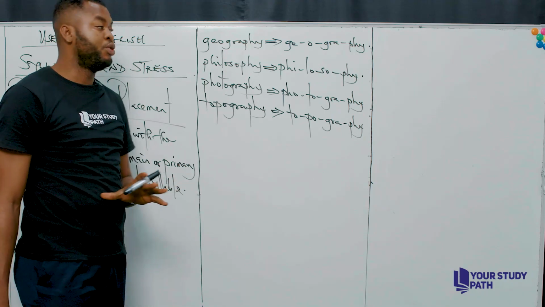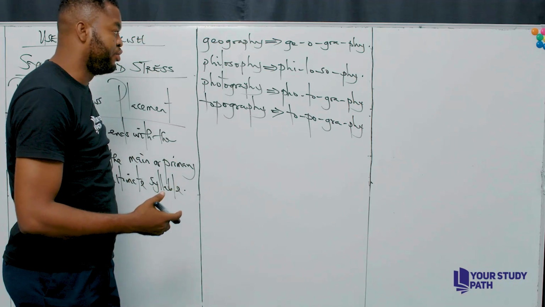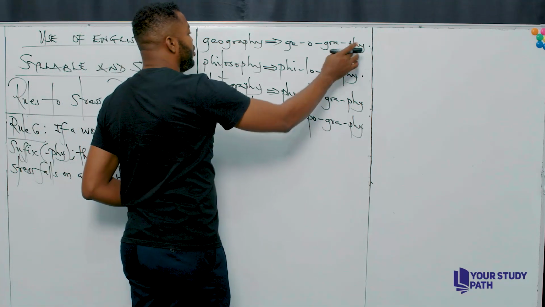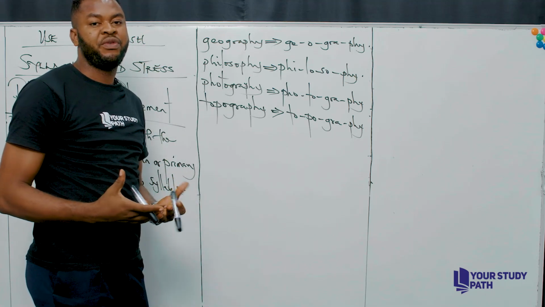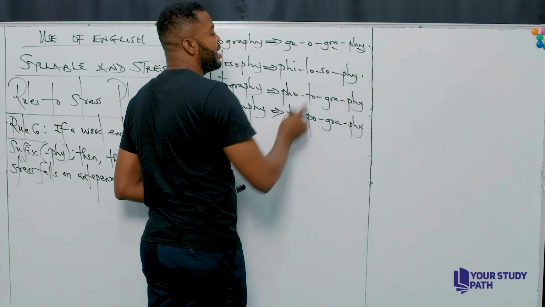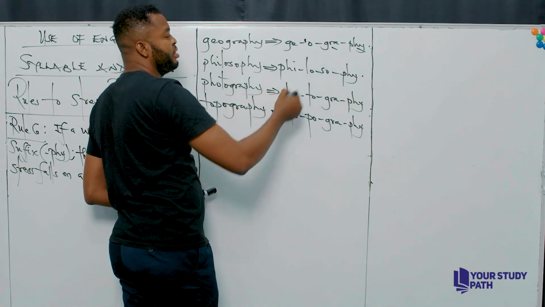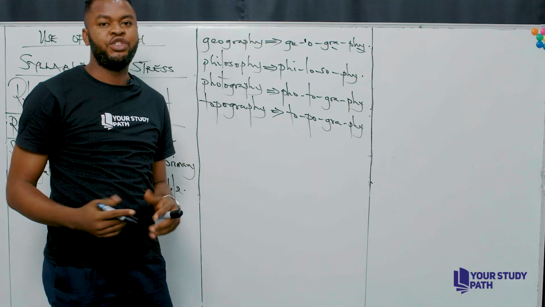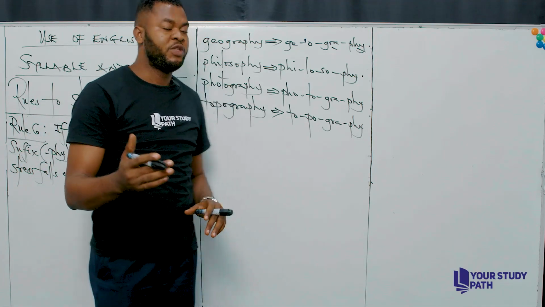So what you're supposed to do is, I need you to identify the stress based on this rule. So you have 1, 2, 3, 4 syllables, geography. Now, this is the last syllable. This is the second to the last syllable. And here is the third to the last syllable. Okay? Geography. Is that understood? Now, let's proceed to the next word.